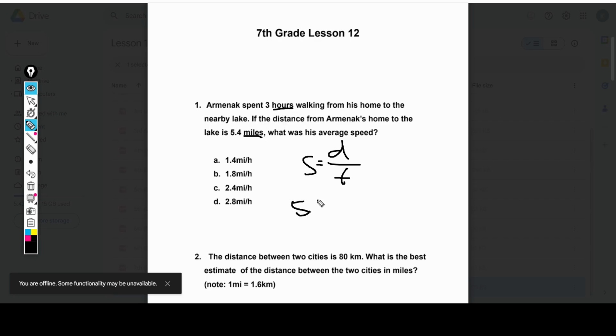So we'll do 5.4 miles and divide by 3 hours. And this gives us 1.8 miles per hour. So we'll end up with B.